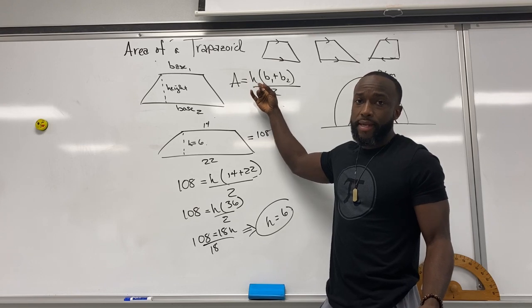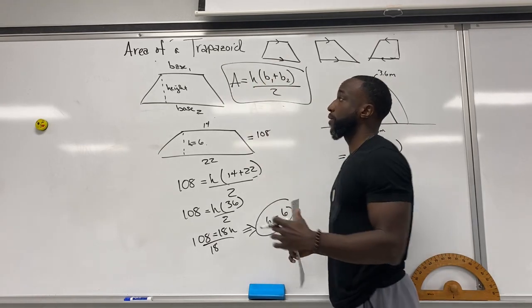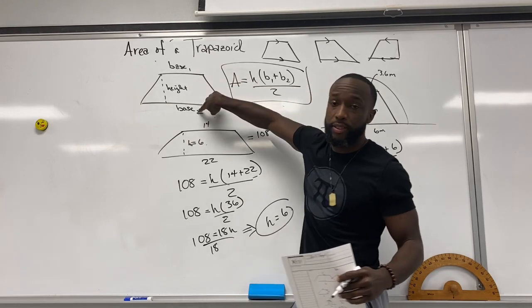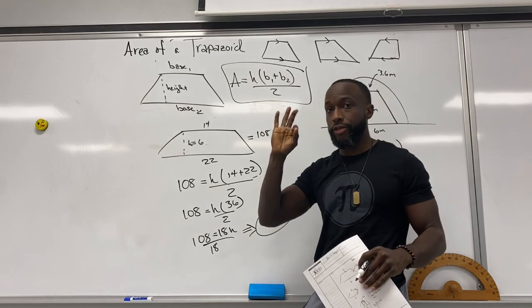Area equals the height times base 1 plus base 2 over 2, right? Alright, so it's most important to identify the pieces. Now once you identify the pieces, you can throw it into that formula and then you're good, alright?